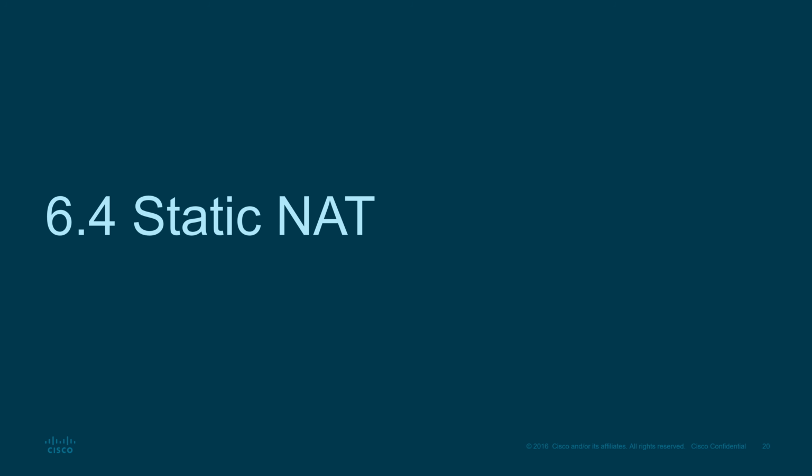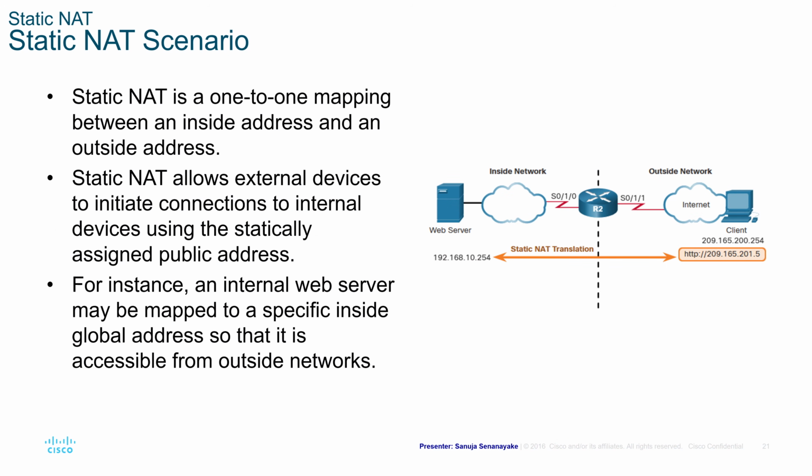Static NAT scenario. Static NAT is a one-to-one mapping between an inside address and an outside address. Static NAT allows external devices to initiate connections to internal devices using statically assigned public addresses. For instance, an internal web server may be mapped to a specific inside global address so that it is accessible from the outside network. If you want clients outside accessing that website, you have to assign a static NAT so that every time this data passes through your router, it is always the same: same port, same IP address, same everything, so that public systems can have access to your web server. That is an example of a static NAT scenario.